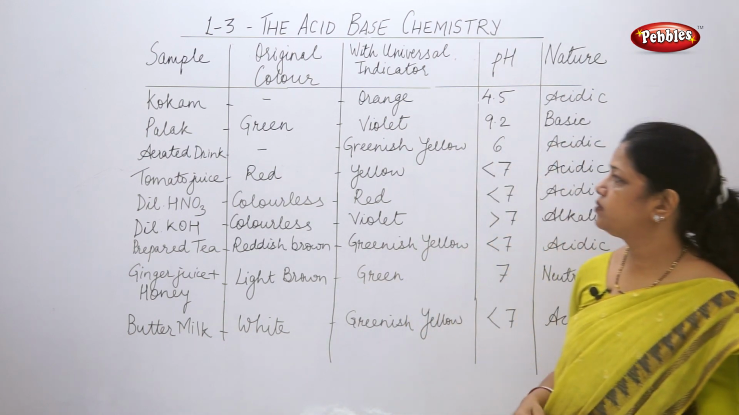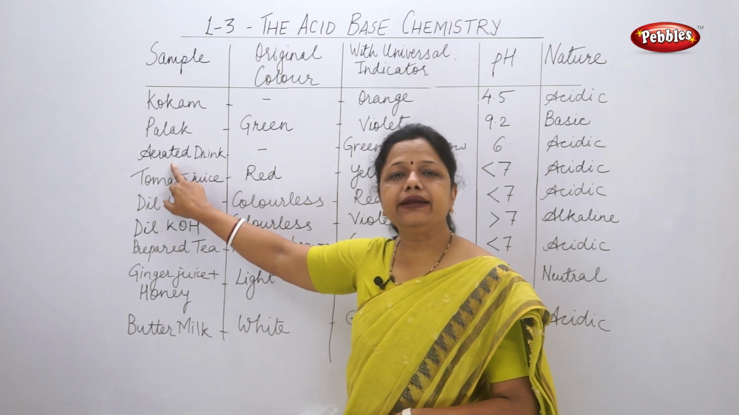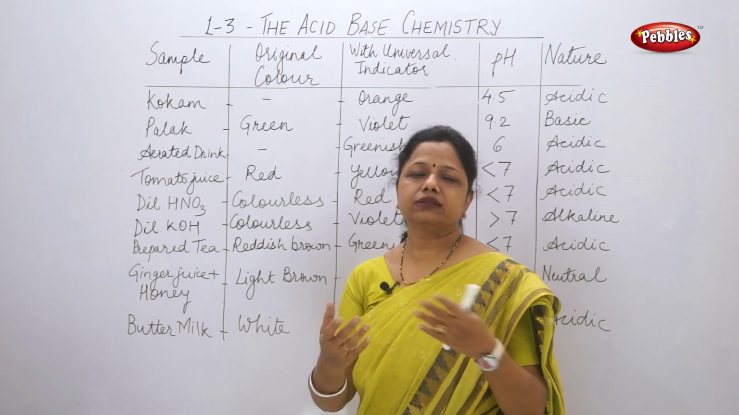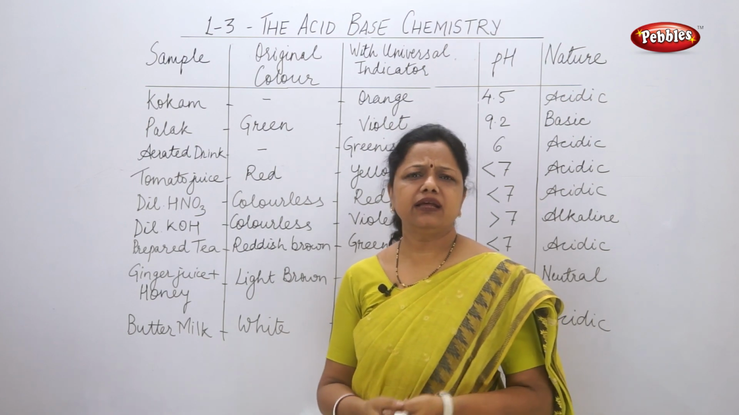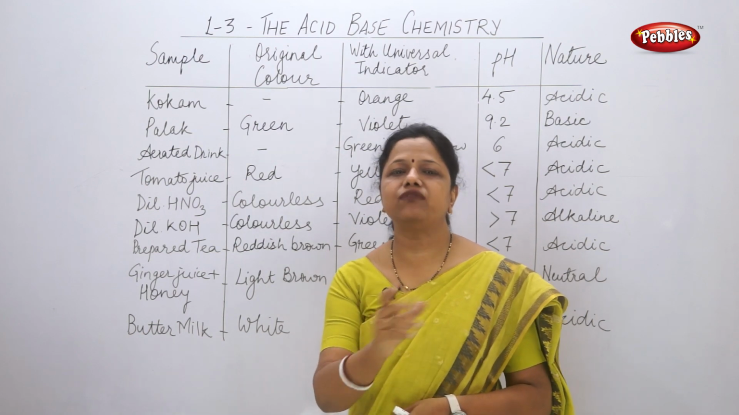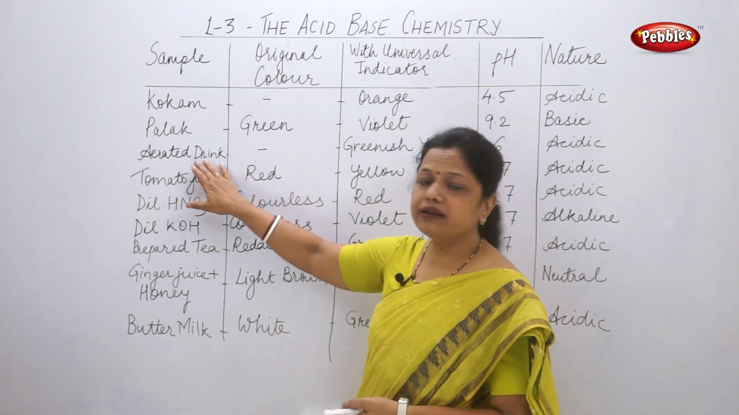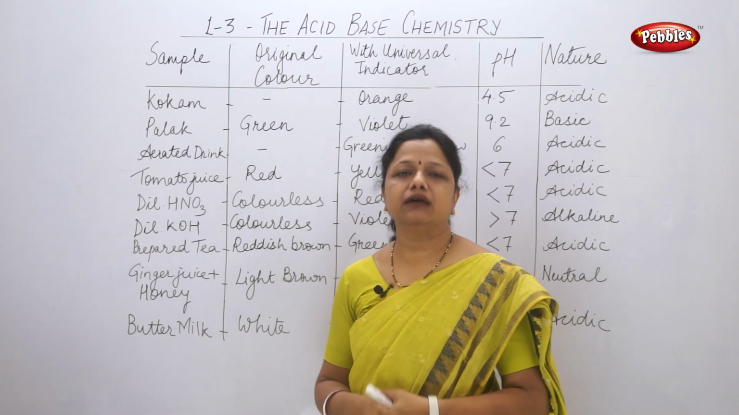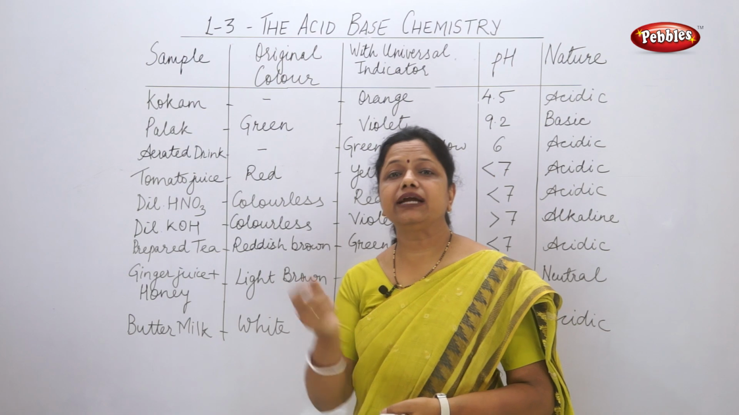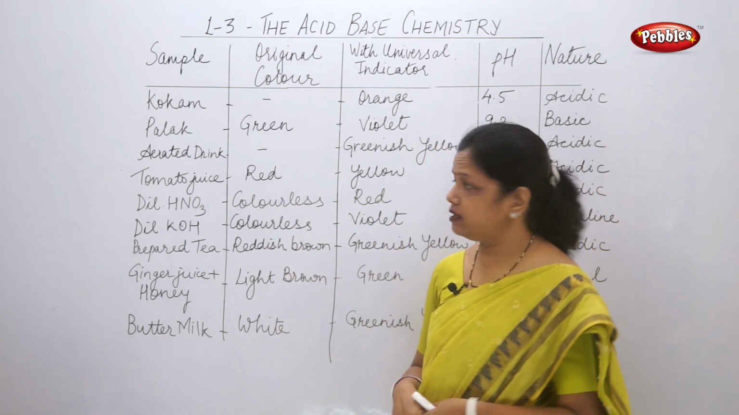The third sample taken is aerated drinks. Now what are aerated drinks? You drink all sorts of cold drinks, cola or Thums Up. What are they? They are nothing but water, to which carbon dioxide is added along with flavor, and that is called an aerated drink. This aerated drink actually doesn't have any color. If you are drinking cola, you get a brown color, that color is added to it. Originally, this drink will not have any color.